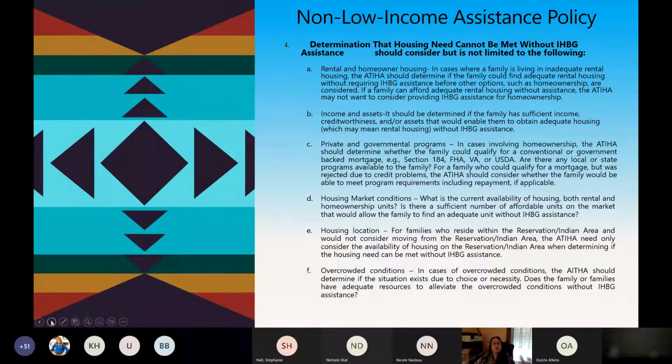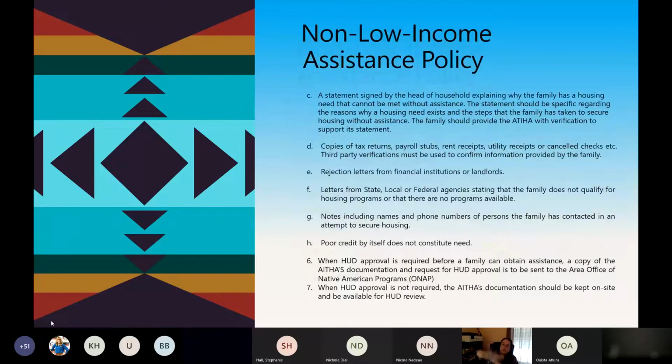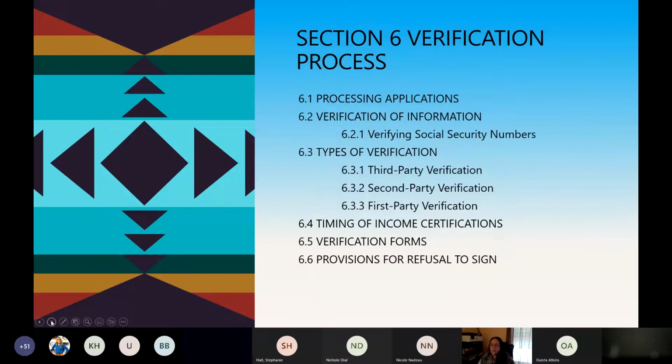tribal governance rights or you put forth before them, and overcrowded conditions. So your assistance policy, you have to have that documentation of the need, supporting that, property inspections, a statement for temporarily housing facilities. So this policy spells it all out. Rejection letters, poor credit does not itself constitute a need. Copies of tax returns, a statement by the head of household explaining why they have that housing need. So this is all in there.